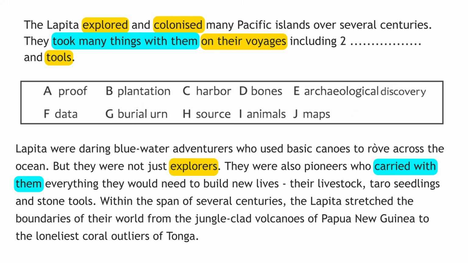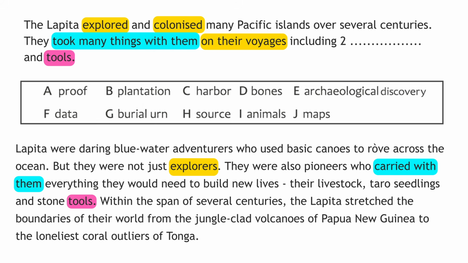This carried with them is the synonym word for took many things with them. So we are close to the answer. Everything they would need to build new lives, their livestock, taro seedlings, and stone tools. Very good. So we have found the tools here. And some things are mentioned here: their livestock, taro seedlings, and stone tools.